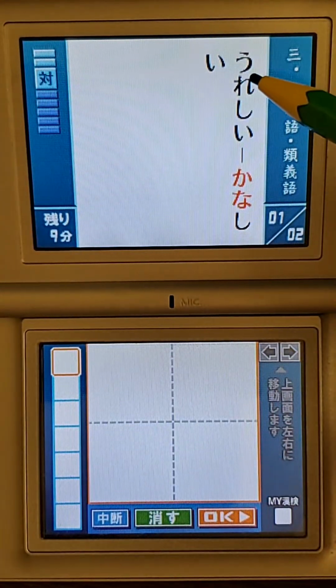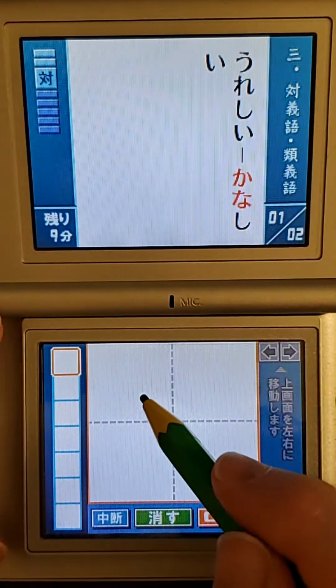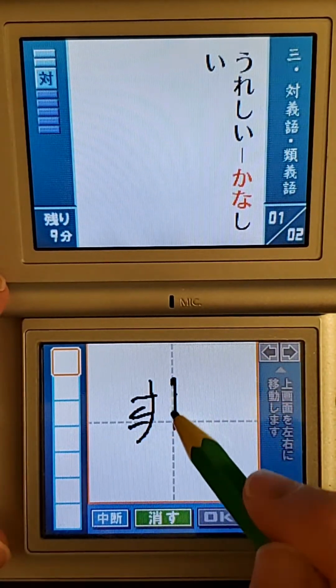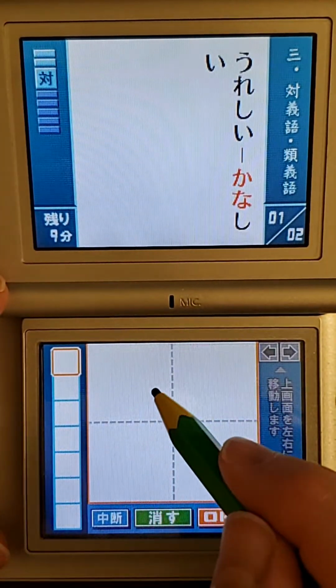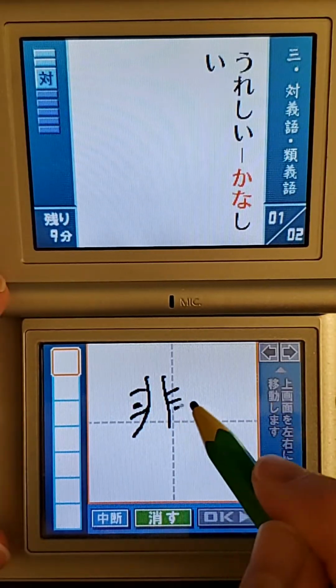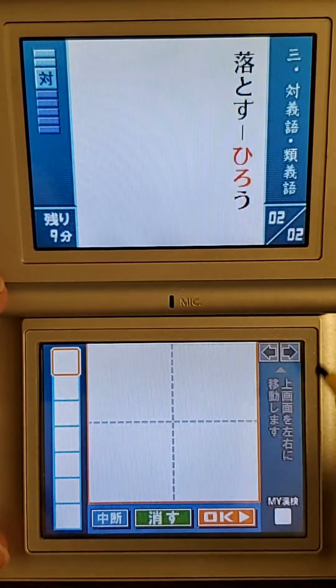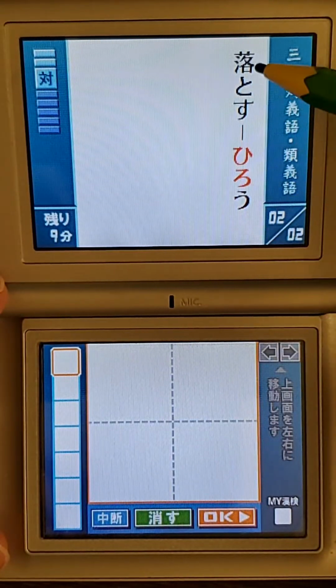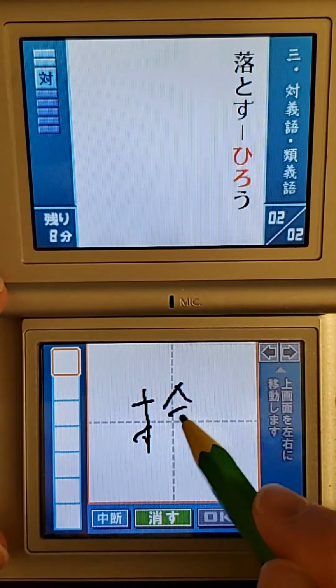All right, hantaigo. So opposite words, ureshii and kanashii. So happy and sad. So kanashii, I think we had this already once today, but oh, this is just ugly. But I thought it was going to sense what I was writing. Good. Otosu and hirou, so to drop and pick up. So teihen and then that.